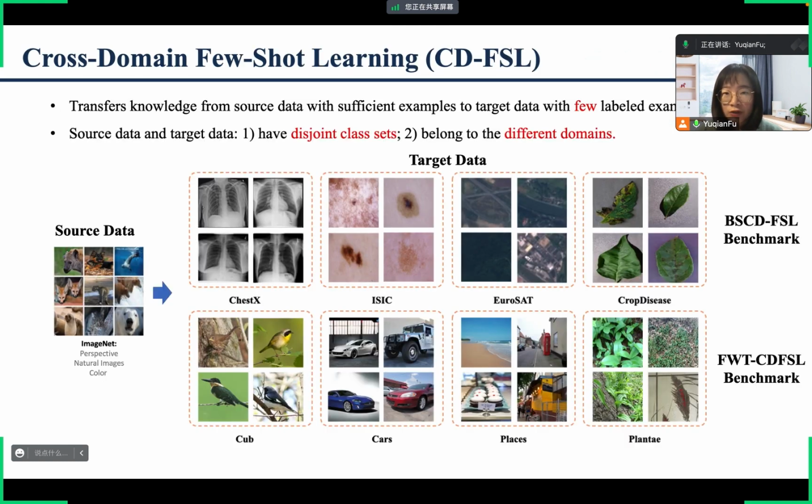Cross-domain few-shot learning transfers knowledge from source data with sufficient examples to novel target data with few labeled examples. Note that the source and target data have disjoint class sets and they also belong to different domains. Below we show the existing benchmarks for cross-domain few-shot learning. We can observe that there is a huge domain gap between the source and target data. Thus, cross-domain few-shot learning aims at improving few-shot learning models across different domains.